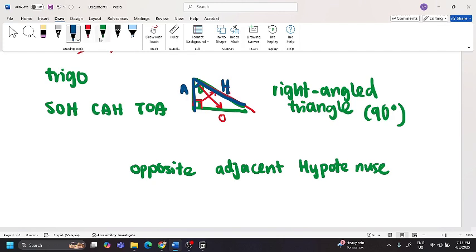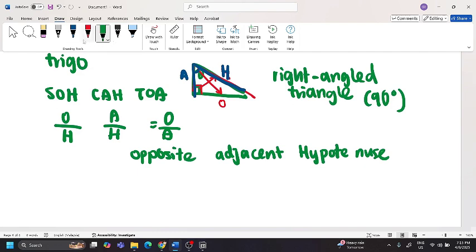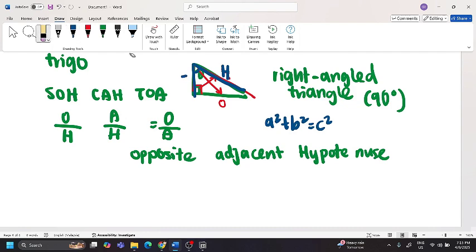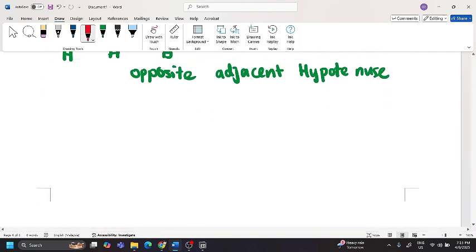So your SOH CAH TOA says: sine is opposite over hypotenuse. Cos is adjacent over hypotenuse. Tangent is opposite over adjacent. This one should be basic, so I just briefly go through. Another thing you can use for right angle triangle is a squared plus b squared equals c squared, Pythagoras theorem. This is basic, so I don't want to go so deep about this.